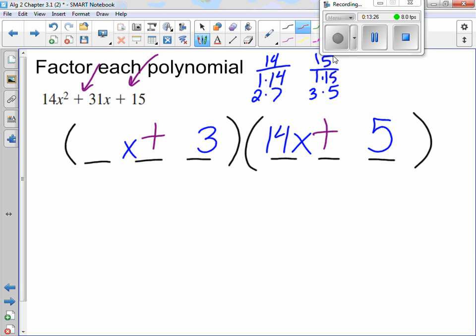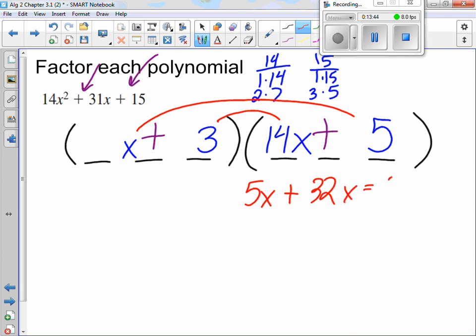And so lastly, we need to check. X times 5 is 3 times 14. This is going to be 37x. That's way too big, isn't it? 42x, so it's even bigger, because that'll give us 47x.